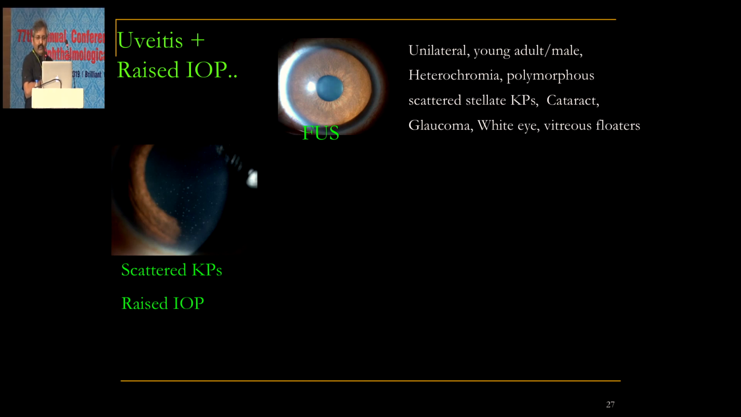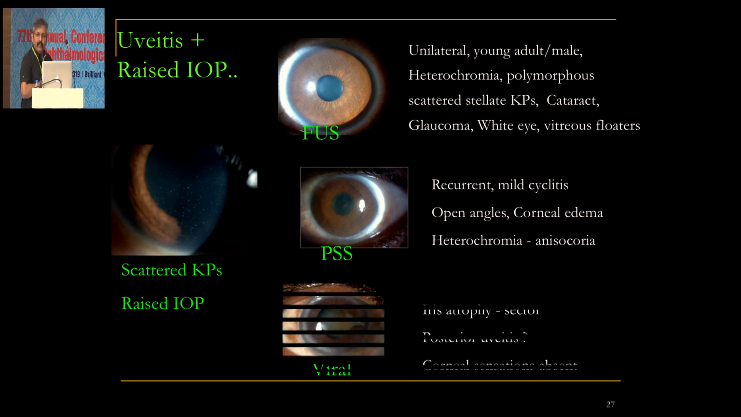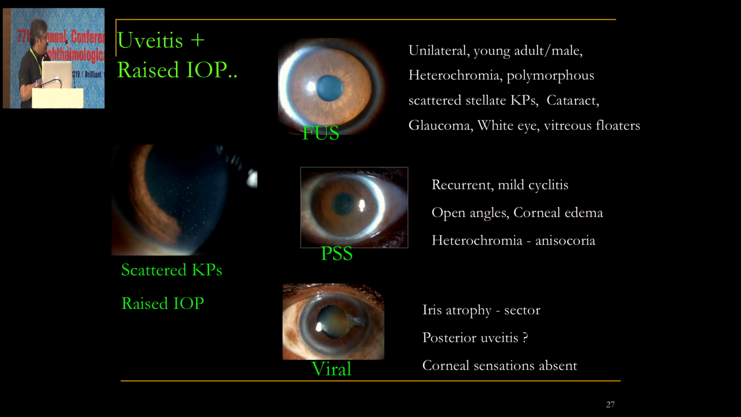in other uveitic conditions. Fuchs is the only non-granulomatous condition where you can have iris nodules. Okay, so it's a unilateral uveitic condition in a young adult with heterochromia, polymorphous scattered stellate KPs, glaucoma, absent synechia, then it's Fuchs. If you have recurrent open angle corneal edema, then PSS. There is a third one that can have scattered KPs. So with raised IOP, if you have a sectoral iris atrophy, not heterochromia all around, if you have a sectoral iris atrophy, then you are dealing with viral. Okay.